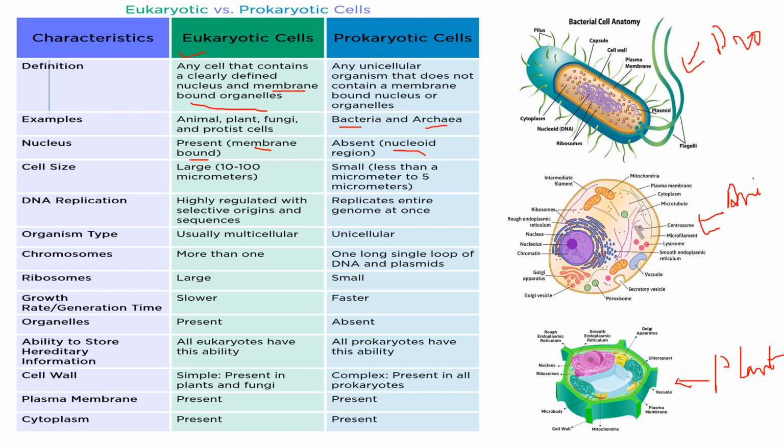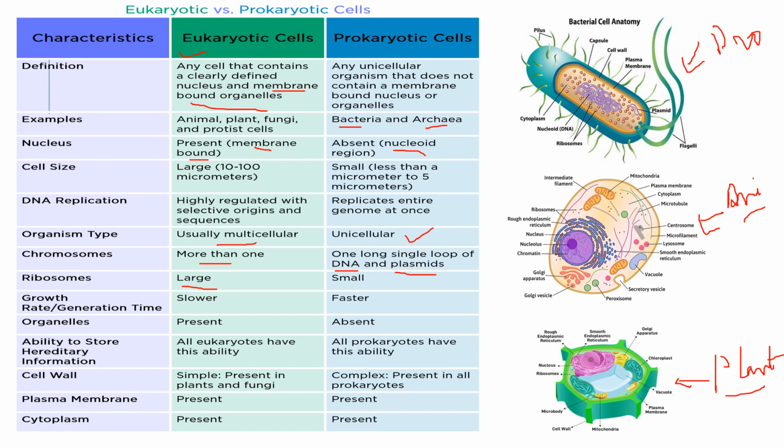Organism type. Eukaryotes are usually multicellular and prokaryotes are always unicellular, like bacteria. Bacteria are unicellular, and in animals and plants many cells together form a whole organism. Chromosomes: in eukaryotes more than one, whereas in prokaryotes only a single loop of DNA, the nucleoid, is present, but plasmids are also present. Plasmids are many in number and are extra-chromosomal DNA, meaning they are extra to the main DNA.